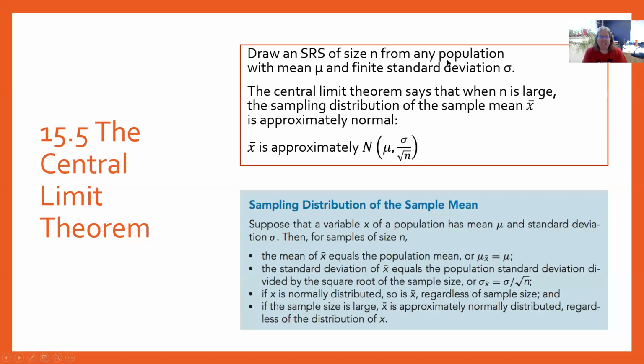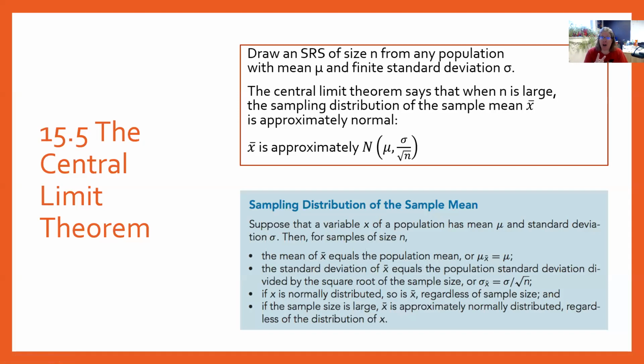You watched a video on the central limit theorem, and I want to recap that really quick. Suppose we have a simple random sample of size n from any population, and it has a mean of mu and a standard deviation of sigma. The central limit theorem says when n is really big, the sampling distribution of x bar is approximately normal. In other words, x bar is normally distributed with a mean of mu and a standard deviation of sigma over the square root of n.